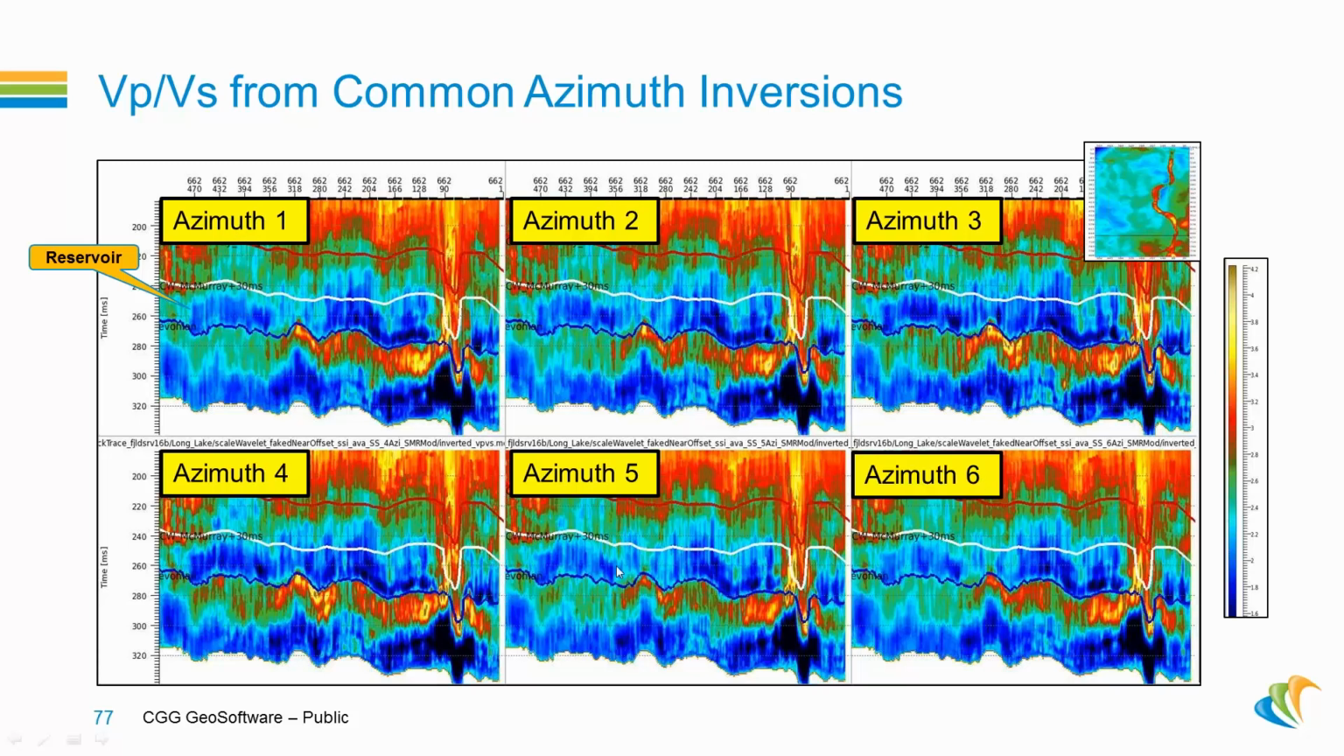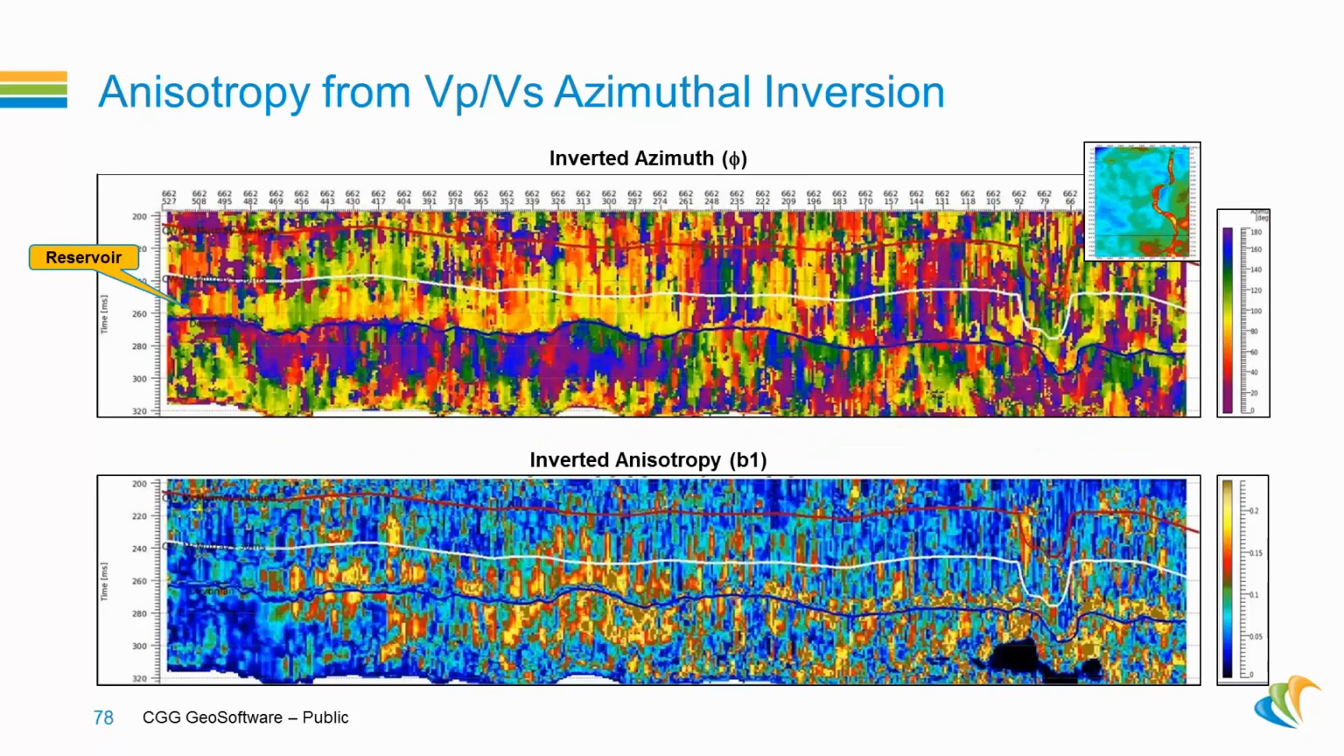So you see some differences between the azimuths at that reservoir level. So for example, this part is a little bit less if you compare to these 2 azimuths or this one. Using this EVE, Elastic Volume Evaluator, it was possible to calculate the azimuth of that anisotropy and also the magnitude of the anisotropy, which is shown here.